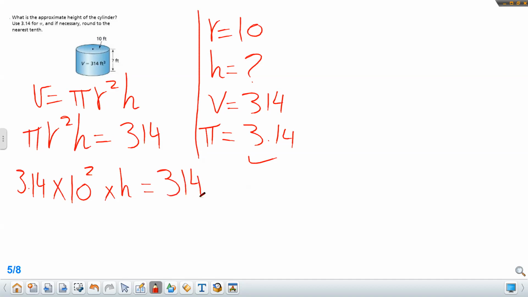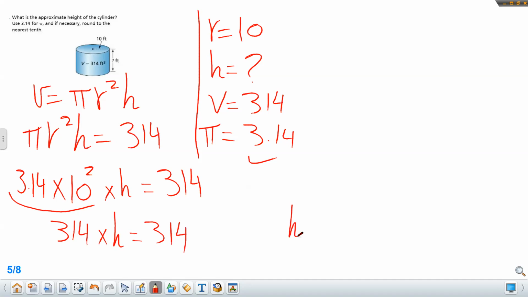Then how to complete your question? First, you can multiply 3.14 times 10 power 2. It will be 314 times height equals 314. How to find the height? Yes, 314 times what equals 314?